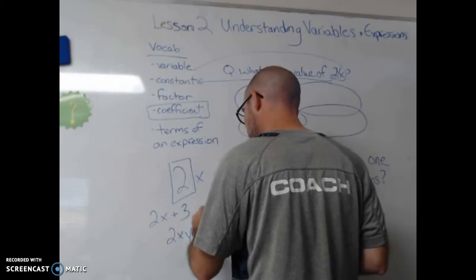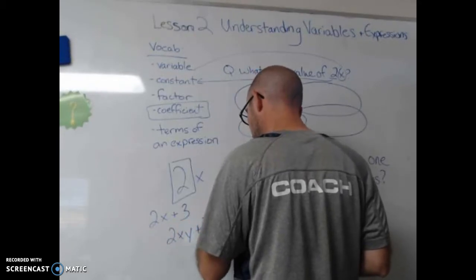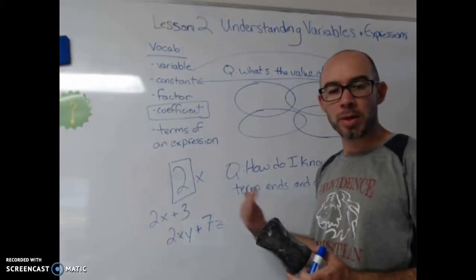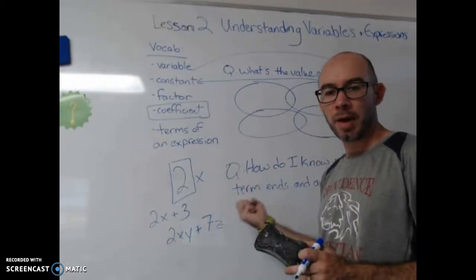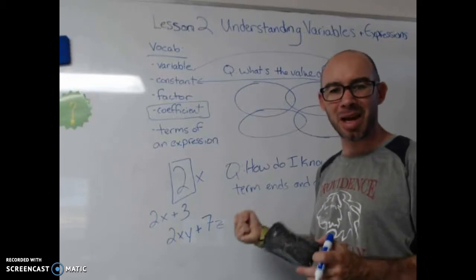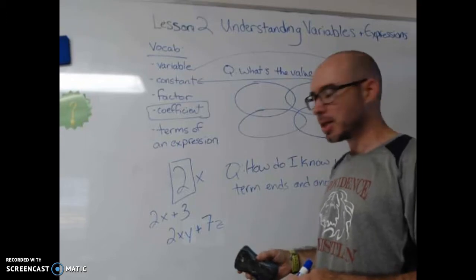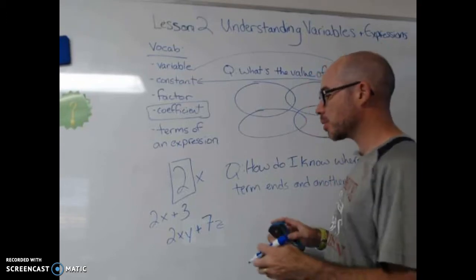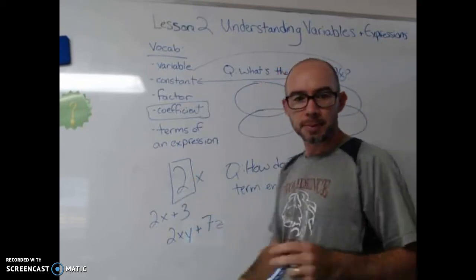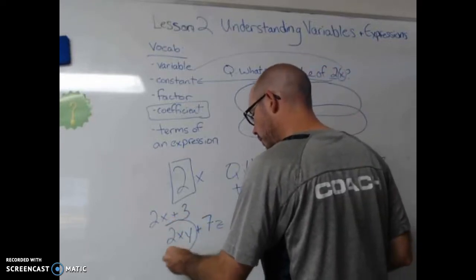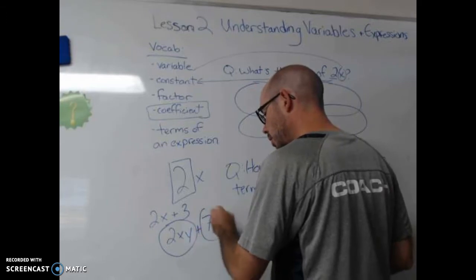2xy plus 7z. And if we knew what x, y, and z were, we could do the multiplication and the addition and get a value for an answer. But we don't really care right now. We're just being abstract here. 2xy plus 7z is an expression, and it has two parts. This is one part, and this is another part.